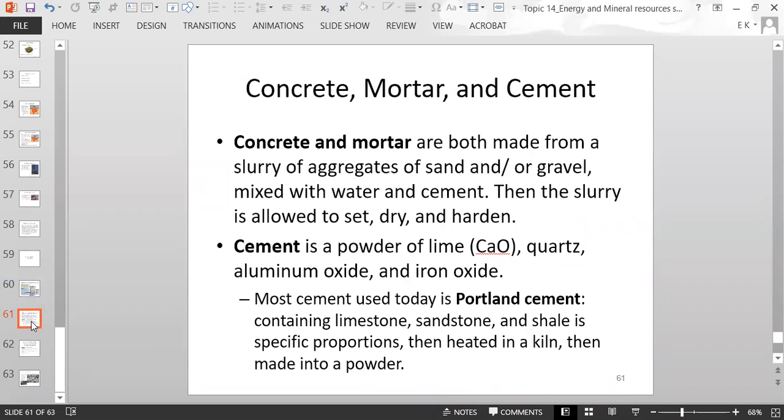Okay, so concrete and mortar are both made from a slurry of aggregates of sand and or gravel mixed with water and cement. And then you let the slurry set, dry, and harden. Cement is a powder that's made of lime, quartz, aluminum oxide, and iron oxide. Most cement used today is called Portland cement, which contains specific proportions of limestone, sandstone, and shale. And then it's heated in a kiln and then made into a powder. So you can see all of these different materials that are earth materials that are resources.